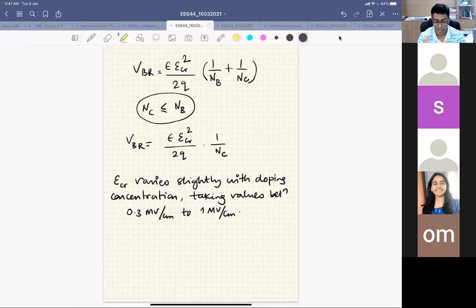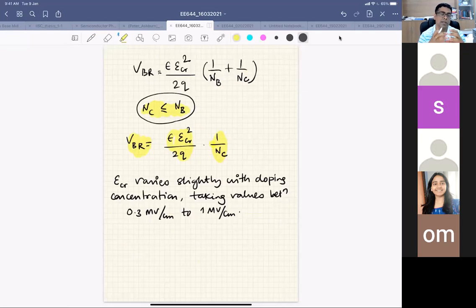It depends, right? So let's say your NC is less than NB. In the common case, your NC is less than NB, your collector doping is less than the base doping, right? If that is the case, then your breakdown voltage will depend on the collector doping, right? So this is typically the case. So if I want to design the BVCBO, that collector base breakdown voltage of your bipolar junction transistor, that means I have to play with the collector doping, right? If I want to have higher BVCBO, that means my collector doping needs to be lower, right?